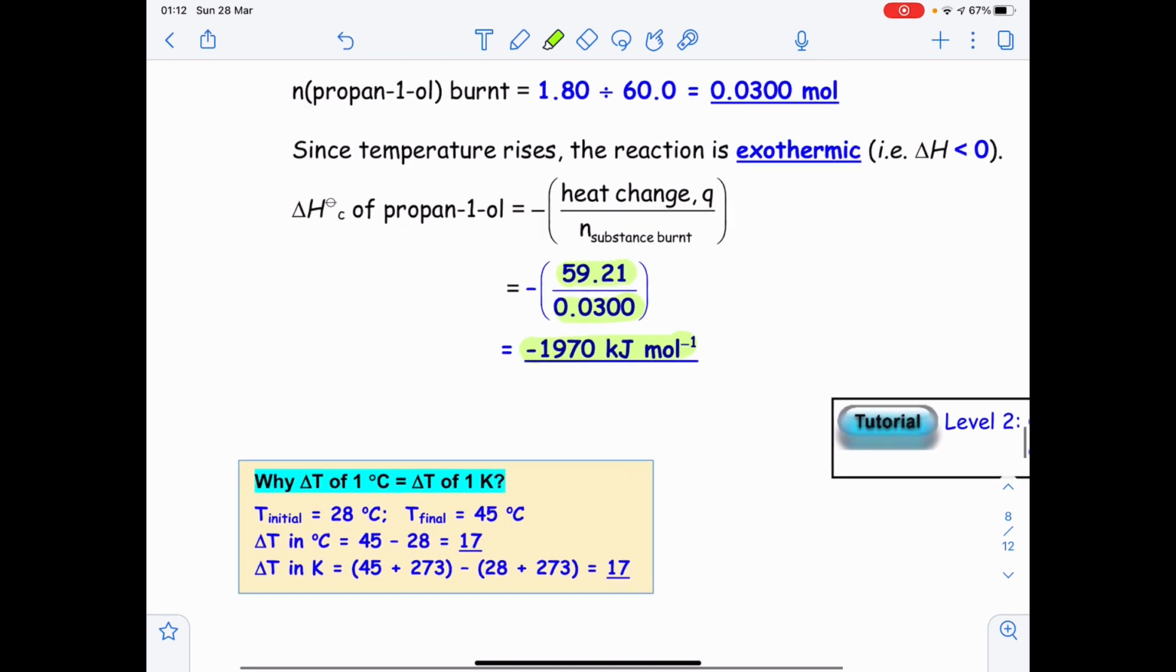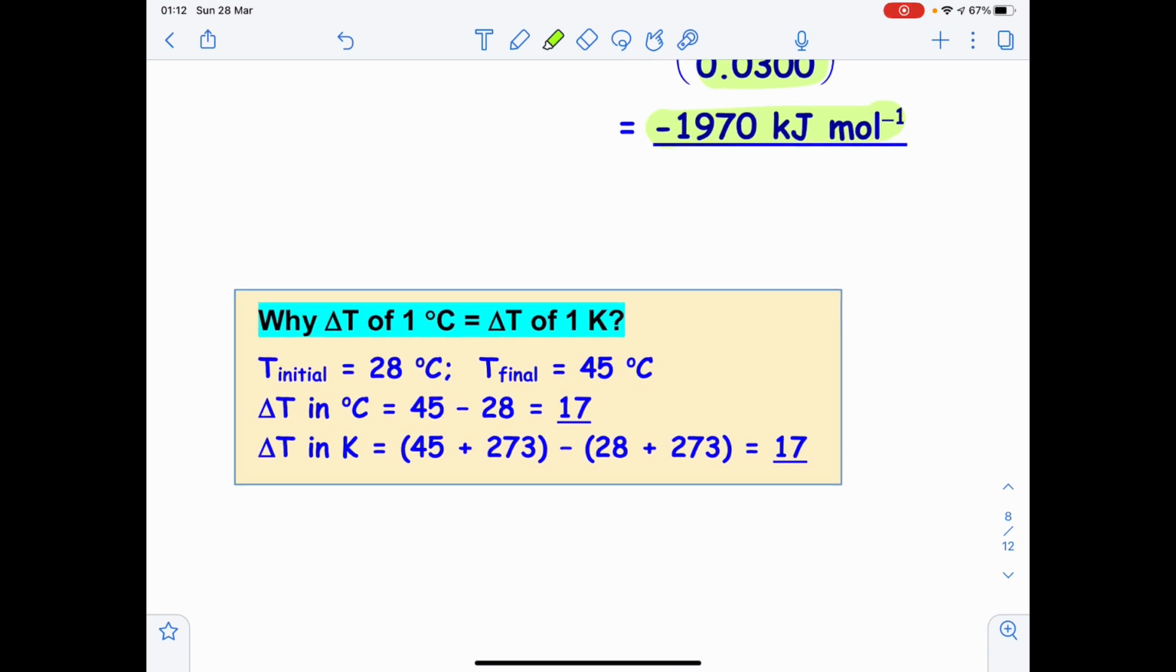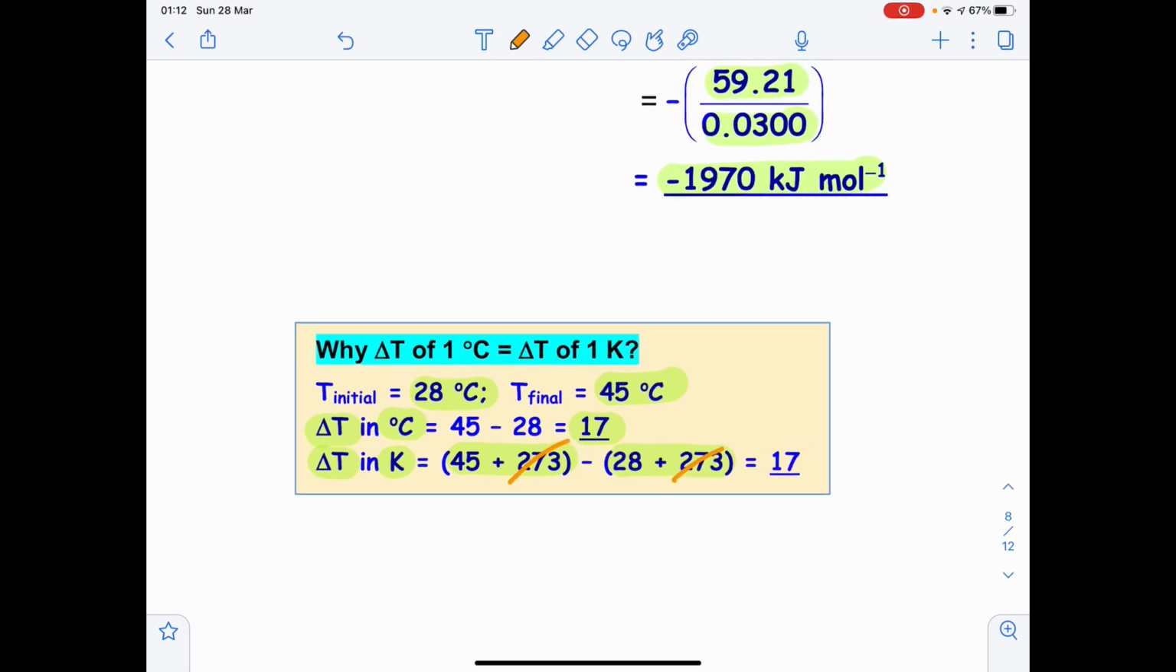So this is a reminder again why delta T of 1 degree Celsius is equal to delta T of 1 Kelvin. So when the initial is 28 degrees Celsius, final temperature is 45 degrees Celsius, the delta T in degrees Celsius is 17. To calculate delta T in Kelvin, if you take 45 plus 273 minus 28 plus 273, 273 will cancel each other. So the temperature change in degrees Celsius is the temperature change in Kelvin. So remember, don't add 273 to the delta T value.